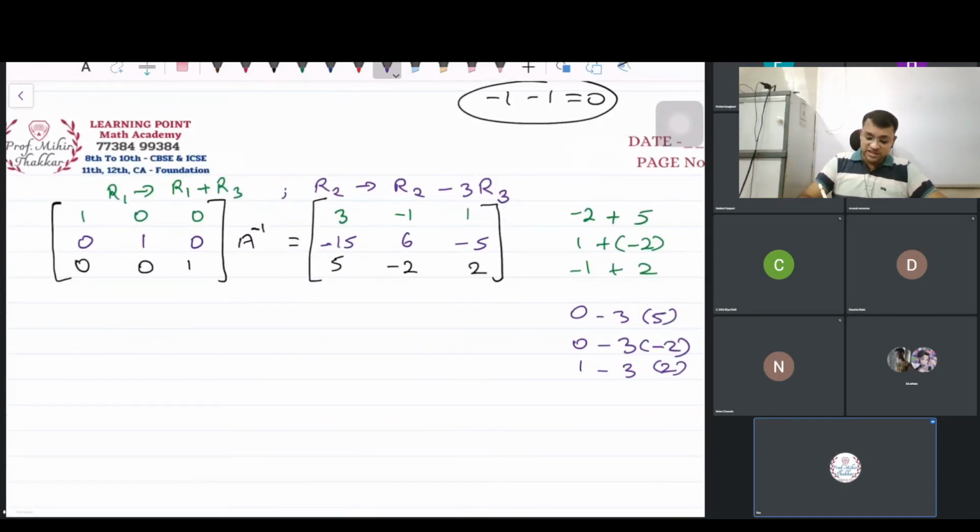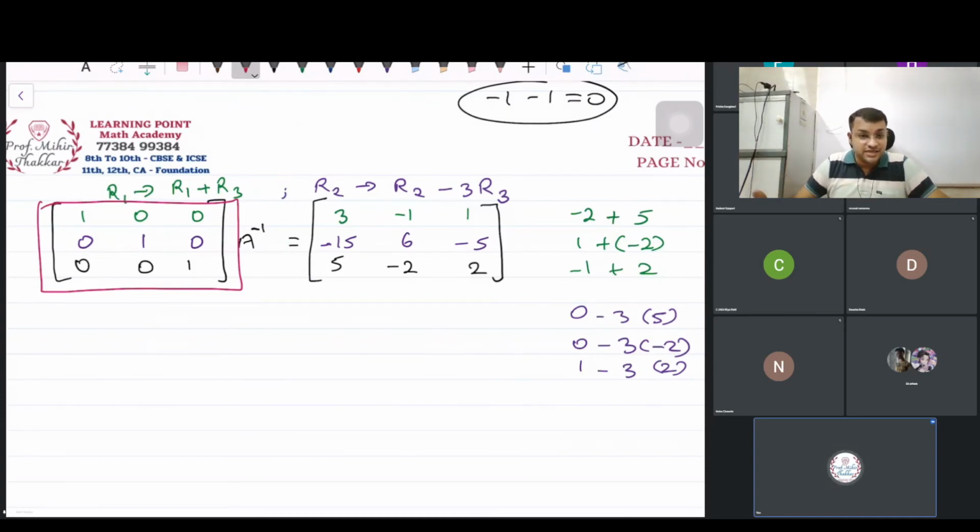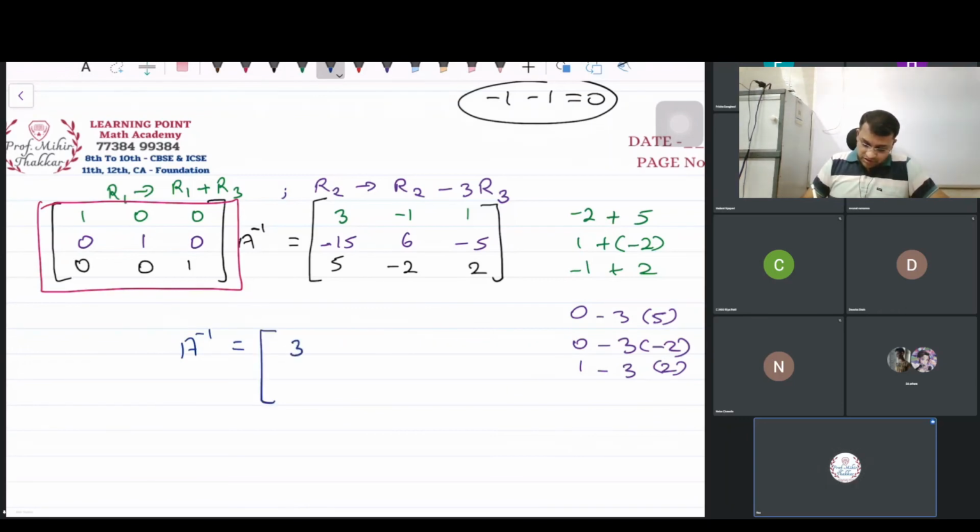You have achieved a very big milestone. This is now your identity matrix. I into A inverse is A inverse itself. So therefore, guys, you are ready with your answer. A inverse is equal to 3, minus 1, 1; minus 15, 6, minus 5; 5, minus 2 and 2. So that's it.